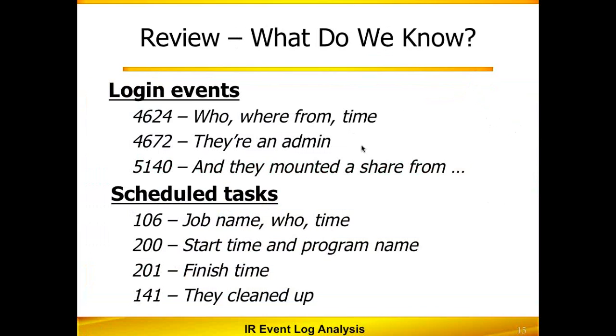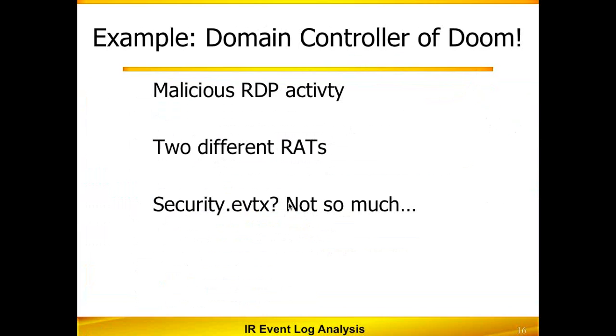Moving on, let's talk a bit about number two, which I call the domain controller of doom. In this particular investigation, my adversaries were moving around the network using RDP. So there's a lot of malicious RDP activity all over the network. On this particular system that I was investigating, there's the same attack group, but they actually left behind two different remote access Trojans at two different time frames because they'd been in the network for some considerable period of time, and this system had actually been compromised twice.